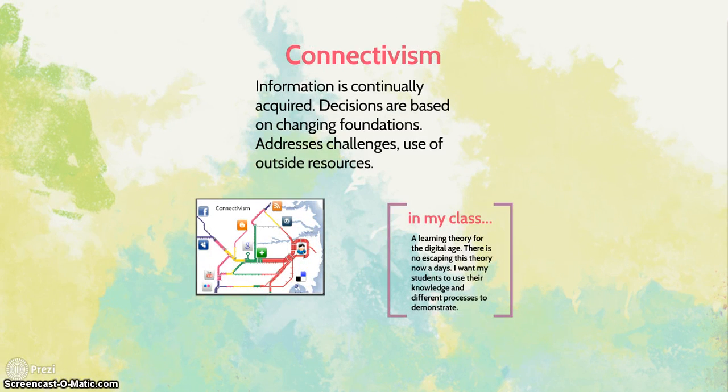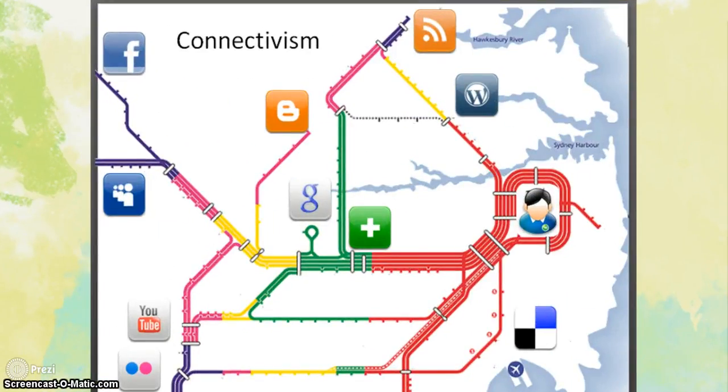Next, we have connectivism. It's when information is continually acquired and decisions are based on changing foundations. Connectivism addresses the challenges and it uses outside resources. I have this picture up because connectivism is known as the learning theory for the digital age. If I were to tell you to look up the definition of a word right now, would anyone pull a dictionary out of their backpack? Very highly unlikely. Maybe 15 years ago, but now, no. You're going to pull out a tablet or your phone, most likely, and Google the definition of that word, dictionary.com. So nowadays, the internet helps us connect in so many ways.